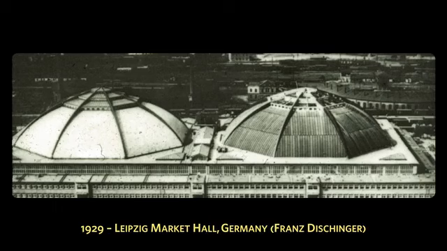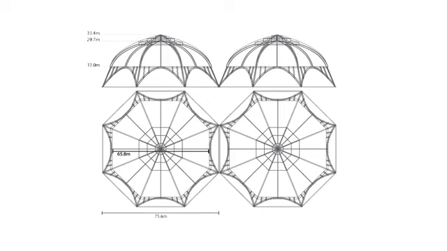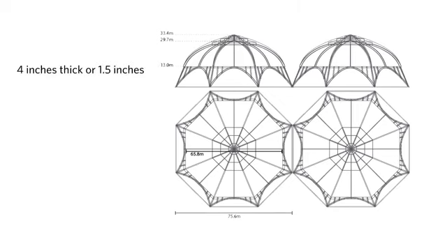Here's an image of Leipzig Market Hall in Germany, and it was designed by Franz Dischinger in 1929, 1 year after he developed the mathematical equations that define the dome. The Leipzig market halls were perhaps the first modern reinforced concrete thin shell or vaulted dome, and they begin the German tradition. They're about 4 inches thick, and they're polygonal. They have 8 sides. The shape is close to a circle, close to a spherical dome, but not exactly.